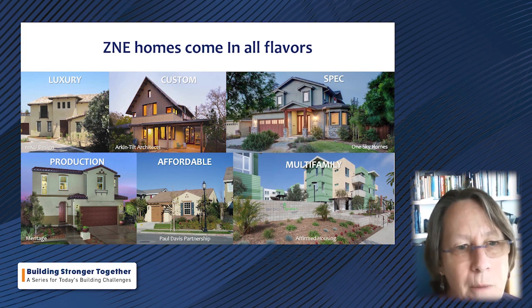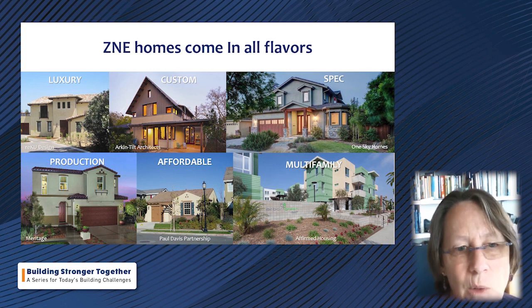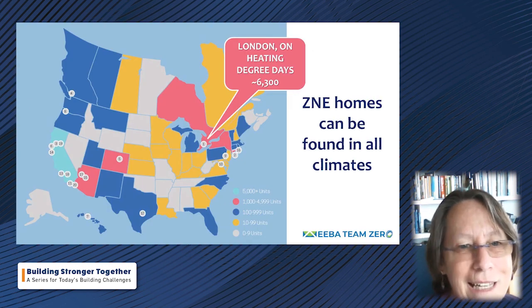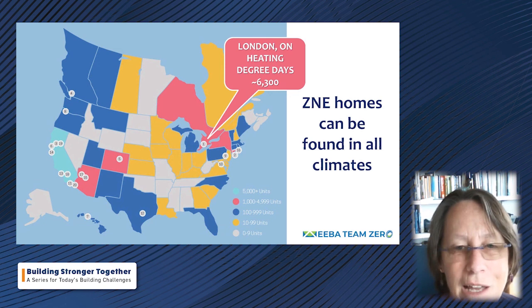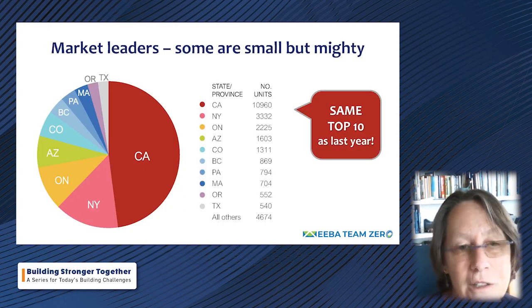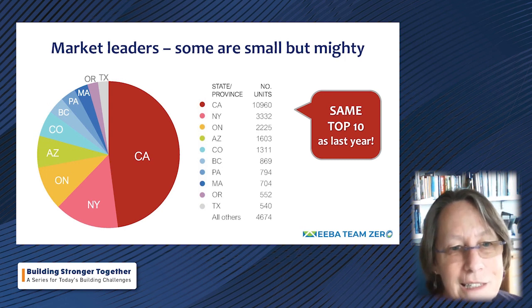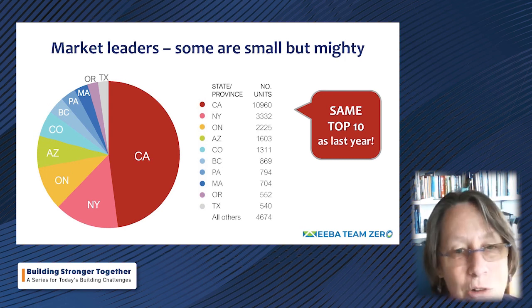And we have found them all across the spectrum, which is pretty exciting, as well as in all climates. And I like to point to London, Ontario, with their 6,300 heating degree days. If it can be done there, then it can be done pretty much anywhere. We've also got them in our really hot, dry climates as well. Some of our leading states are very small and yet really outshining.